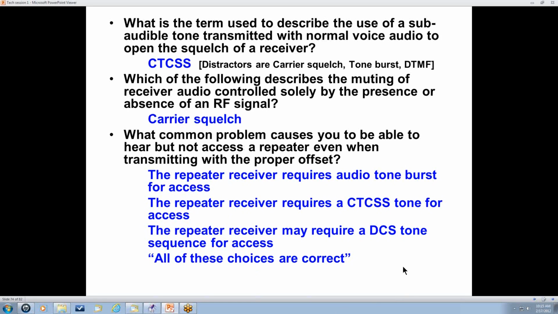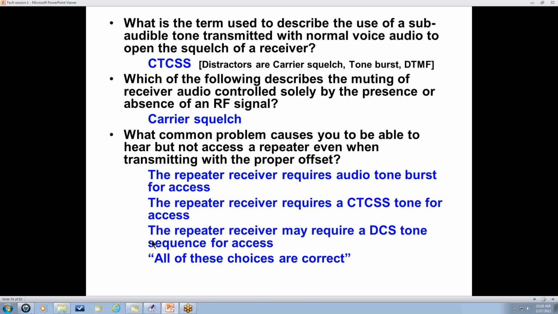Okay. What common problem causes you to be able to hear but not access a repeater even when transmitting with the proper offset? So you have your radio set up with the correct offset for the repeater, and you can hear the repeater, but you're not able to transmit through it. Here are what the problems may be. It may be that the repeater receiver requires an audio tone burst for access, or that the repeater receiver requires a CTCSS tone for access, or the repeater receiver may require a DCS tone, which is digitally coded squelch tone sequence for access. All of these are correct.